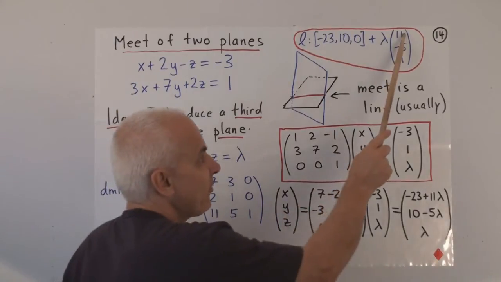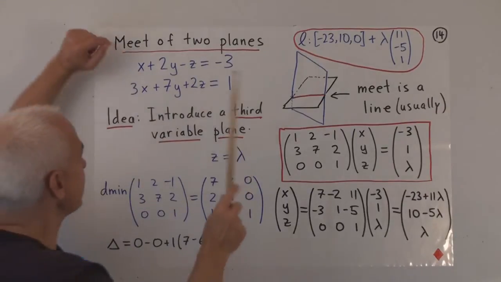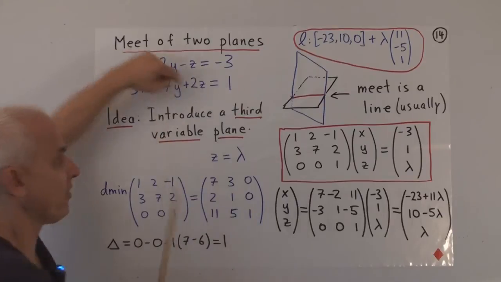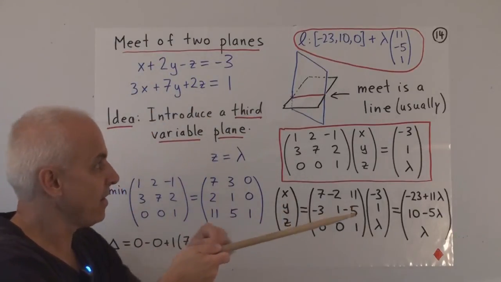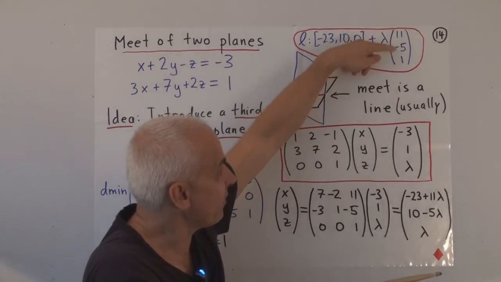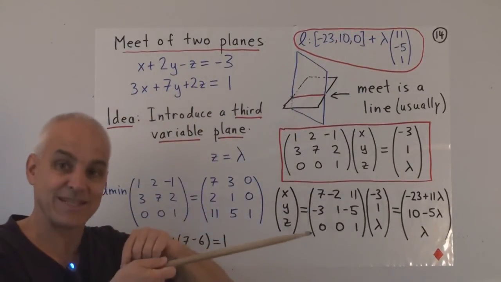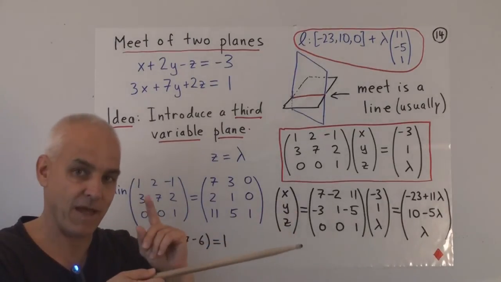If we plug this in to the left-hand side, what happens is we get 11 minus 10 minus 1, that's 0. That's telling us that if we add a multiple of this vector to a solution, the solution's not changing. In other words, we're still staying on the plane. That's the meaning of that.